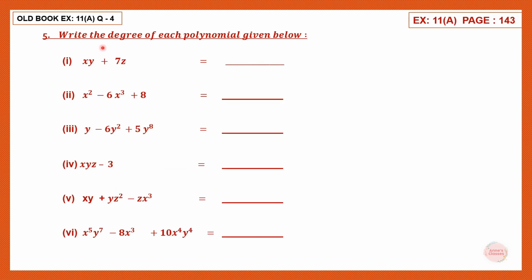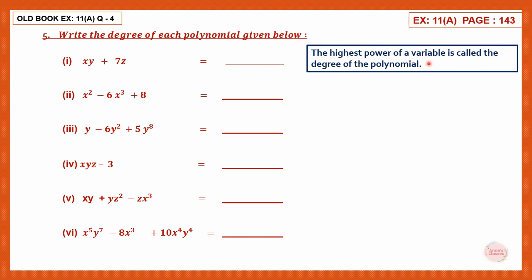Question 4. Write the degree of each polynomial given below. Now what is the degree? The highest power of a variable is called the degree of the polynomial. So in all these polynomials, for each question you have to look out for the highest power of the variable. Here we have two variables, isn't it? X and y. We have one of x and one of y. So 1 plus 1 is 2. The power of this term is 2.